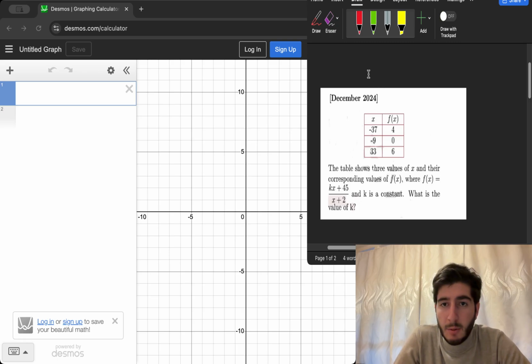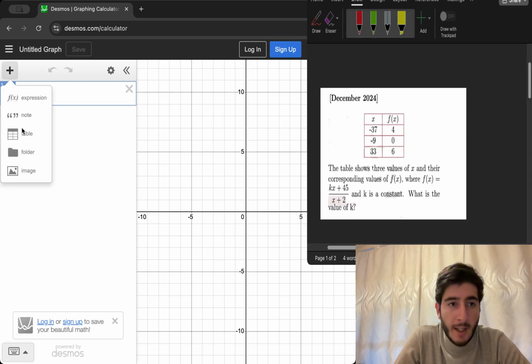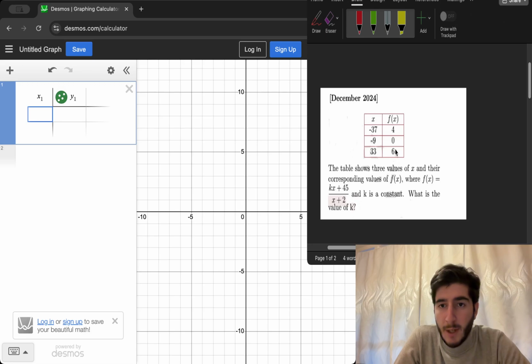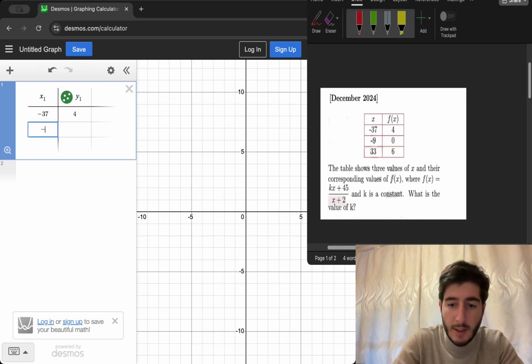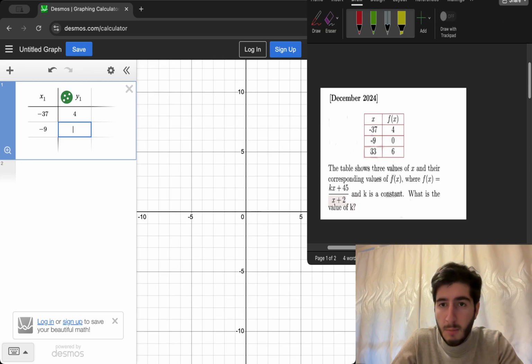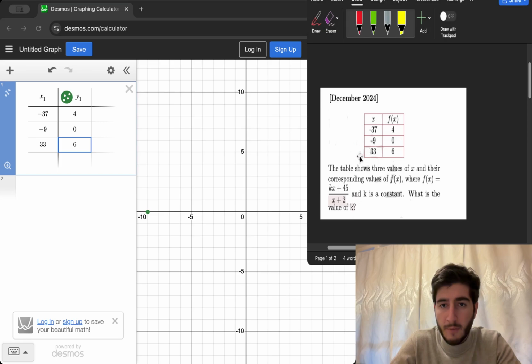You can solve this type of question by using Desmos. Click the plus button and click table. As you see, there are three values, and they have x and y coordinates of points, so you should just type them into Desmos. For the second point, the x coordinate is negative 9 and the y coordinate is 0. The third one is 33 and 6. So the general function is a rational function.